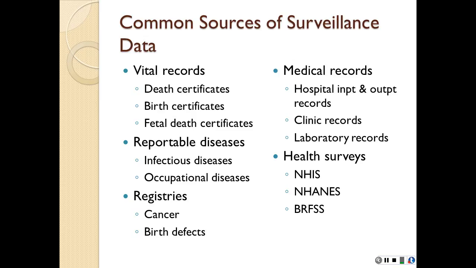But there are other places we can get data. Registries. Cancer registries are a wealth of data. Birth defect registries. Medical records, clinical records. These are going to become even more important as the U.S. moves towards everybody having electronic health records.